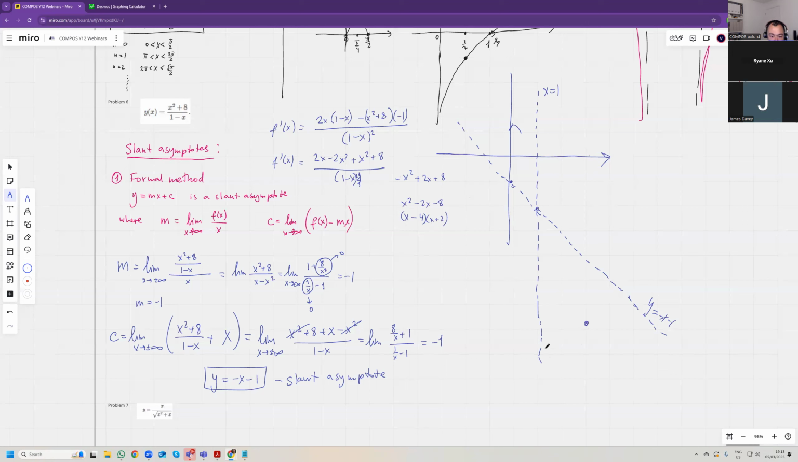Okay, so there's a point here. So it's going to go like this. And minus 2 here. So the graph will be like this. So that's a slant asymptote. So it's like a hyperbola.